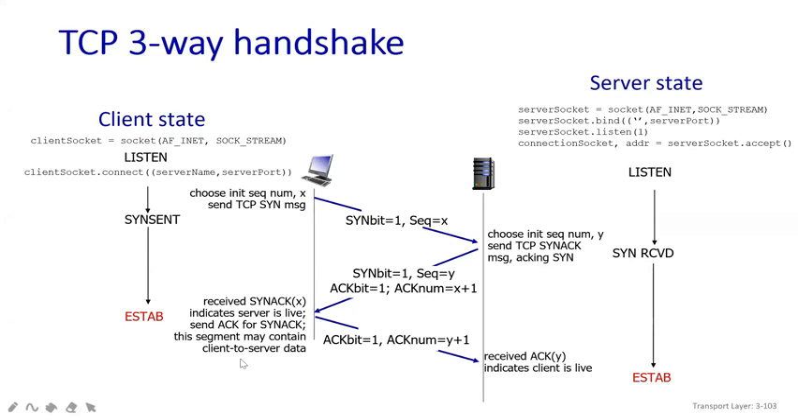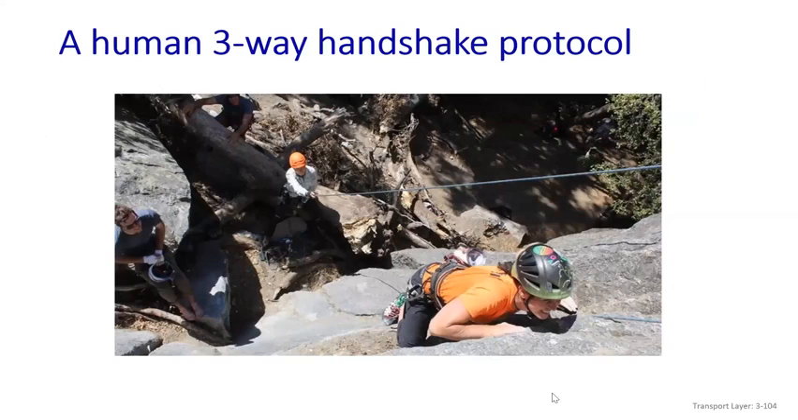This segment may contain client to server data transfer. So the next bit of data is going to be sent. This side will also indicate that yes, the client is also alive to send any kind of message. So here we can see the state. It is the established state. Now it is in active mode. So next, what will happen?